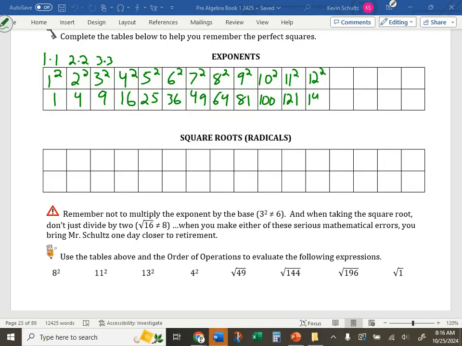144. They get a little more difficult the higher that we get here. 13 squared? 169. 14 squared?